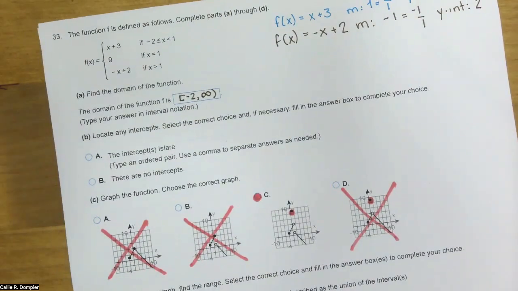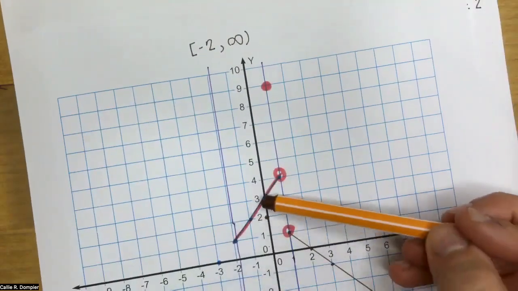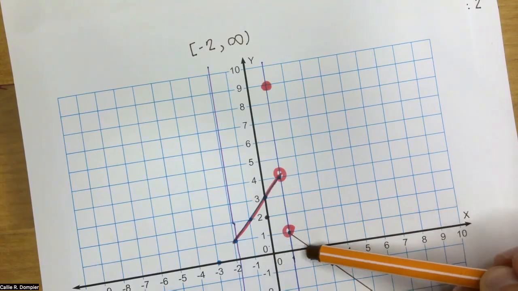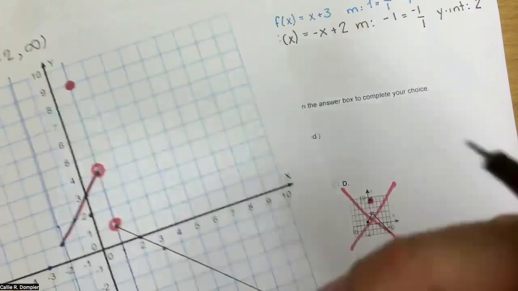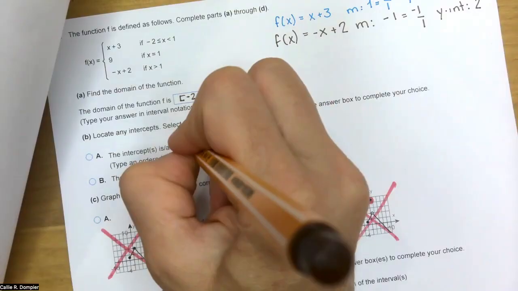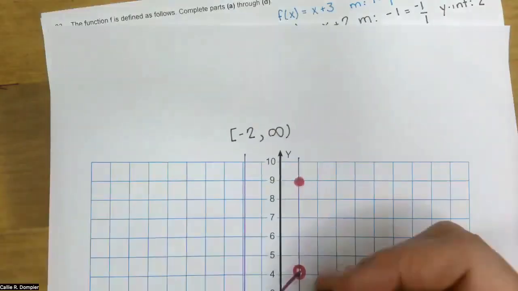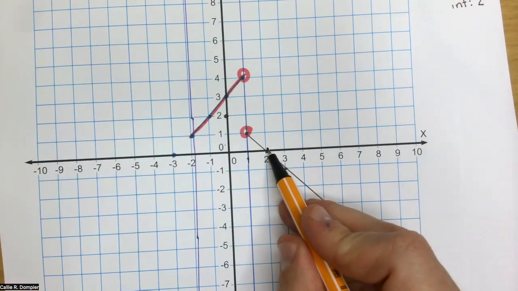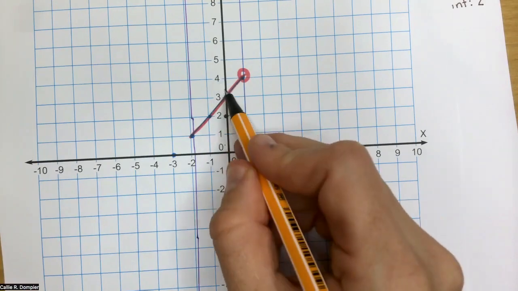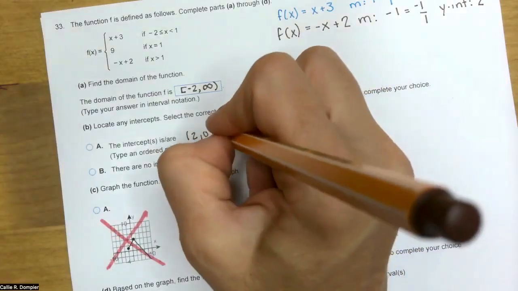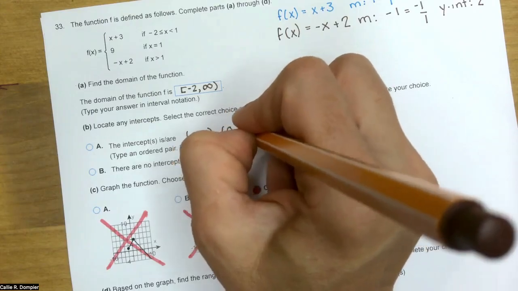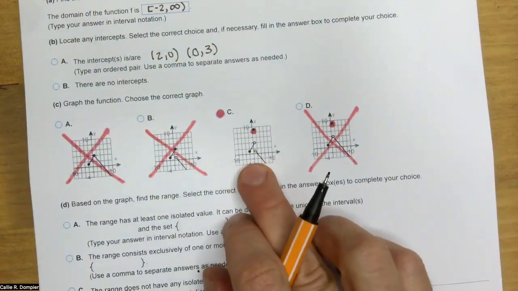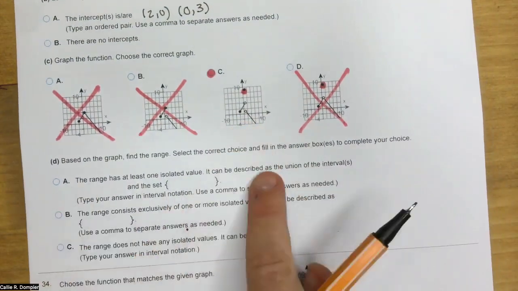And what are any intercepts? We found both of the intercepts. There's one intercept at (2, 0), and another intercept at (0, 3). Good. It's that graph. Based on the graph, find the range.